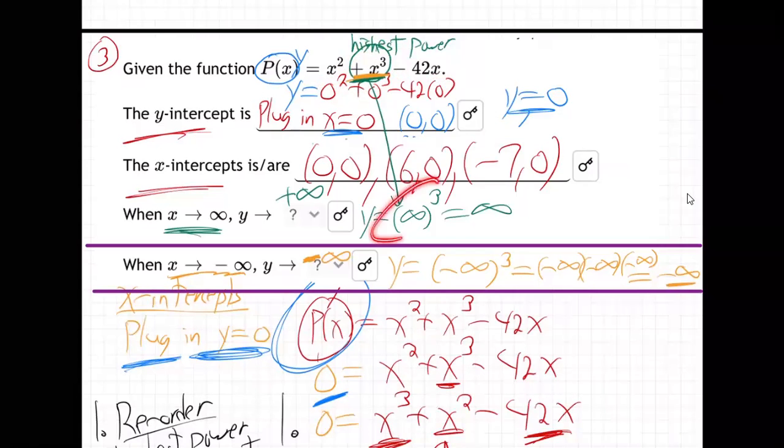So just plug into the highest power and find out what he's doing. Positive infinity, negative infinity. You know what the story is. That's what the function has got to eventually do as x goes to the right forever, positive infinity, or to the left forever, negative infinity. There we go.